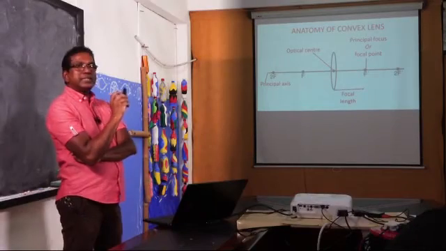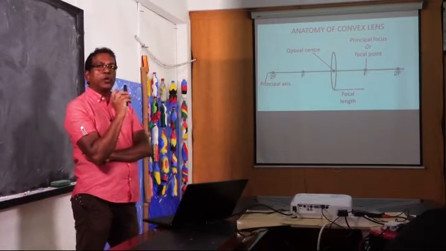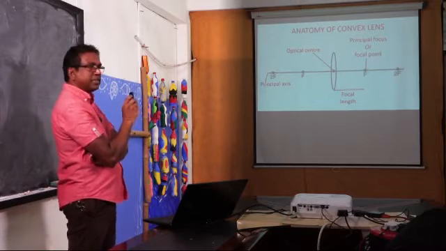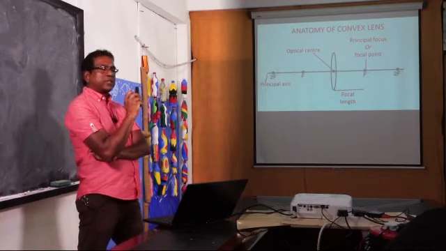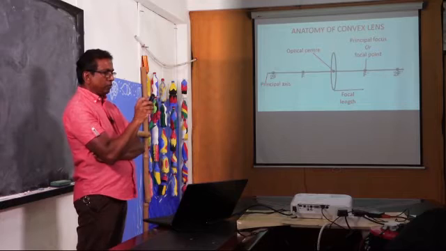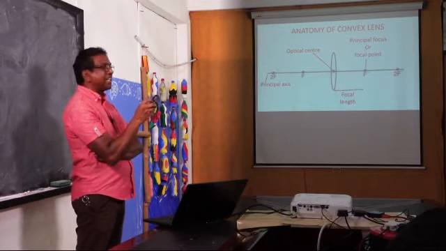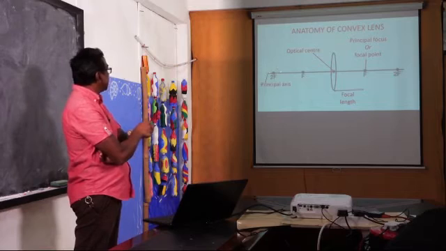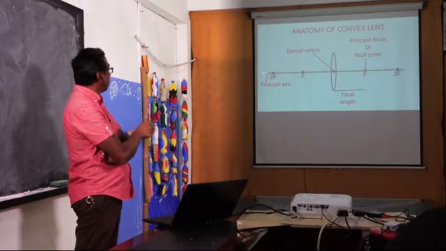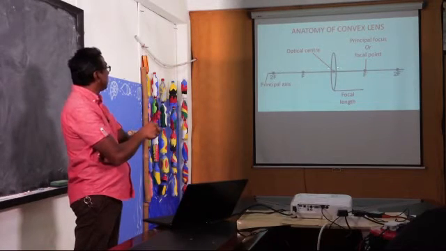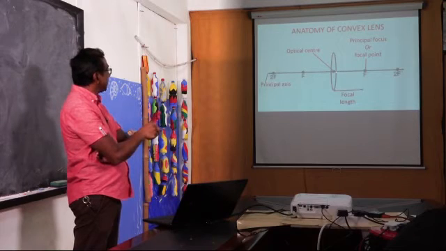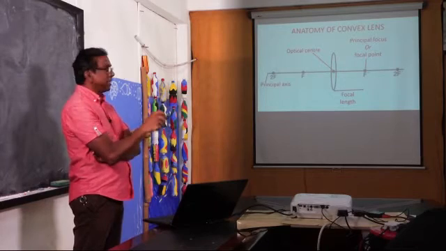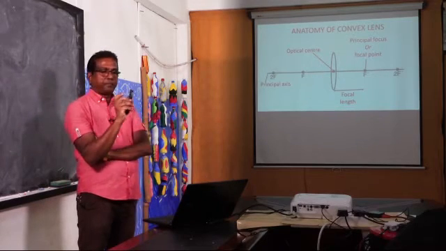Now, this is the anatomy of a lens. You have seen a lens, just a piece of glass, but there are certain things that are very important for you to know. They are just imaginary points. The principal axis is an imaginary line that is drawn at right angle to the optical center, to the center of the lens. This principal axis.